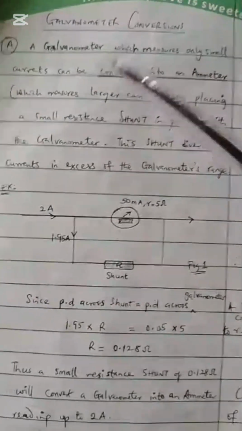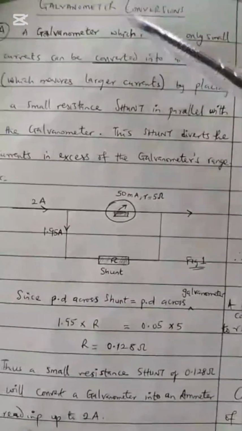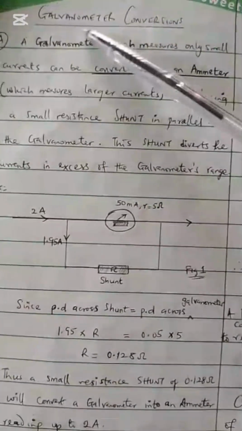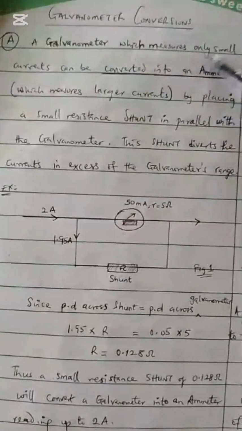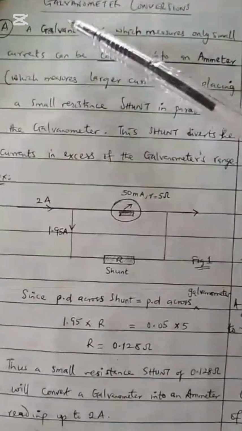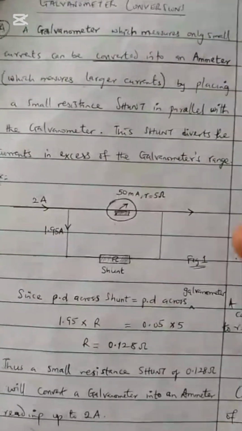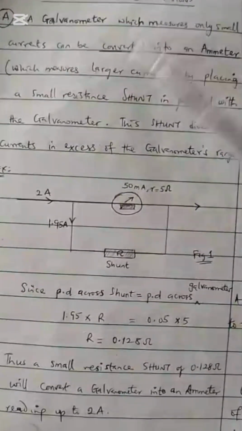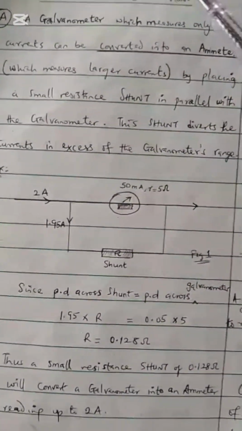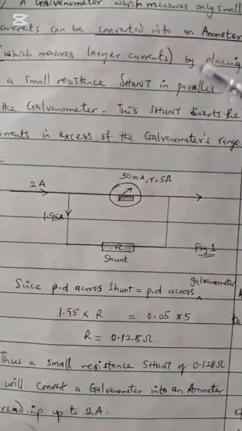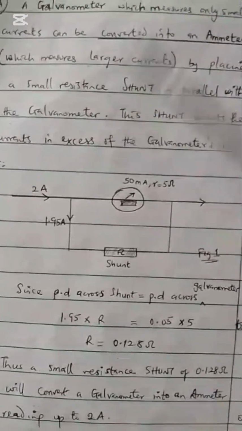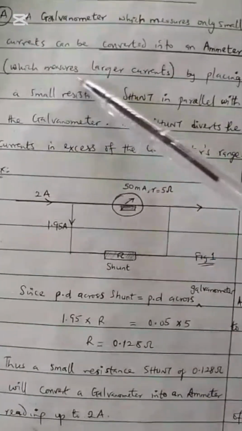Alright, so let's talk about galvanometer conversions. A galvanometer measures only small currents, but the galvanometer can be converted into an ammeter to measure larger currents. A galvanometer measures currents in milliamperes, while an ammeter measures currents in larger values like 1 ampere, 2 amperes, and the likes. So how do we do that?